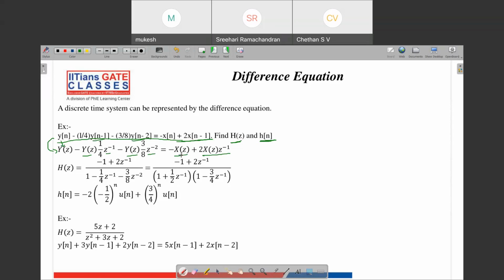Now on the left side, you can take Y of z common, and on the right side, you can take X of z common and calculate Y of z divided by X of z. That will be the H of z. I've directly written it here. Now here, for the denominator, you can do the fraction. You'll get this, and after that, find the partial fraction. Next step is to find the partial fraction of this, and once you have the partial fraction, you can take the inverse z transform, and that will give you the h of n.